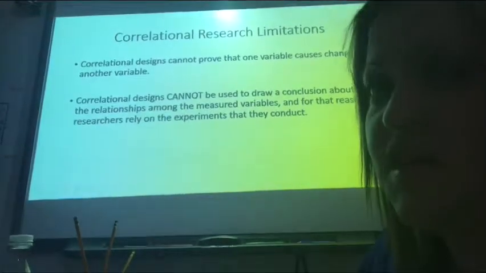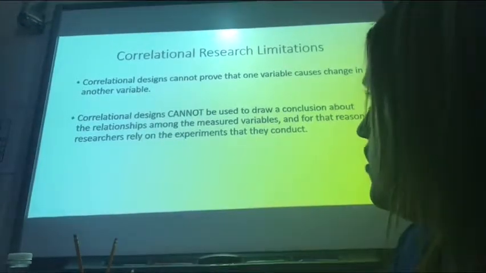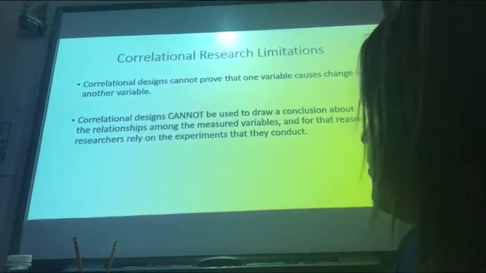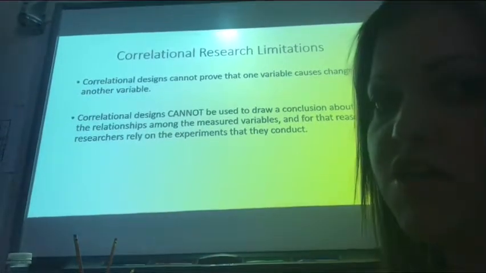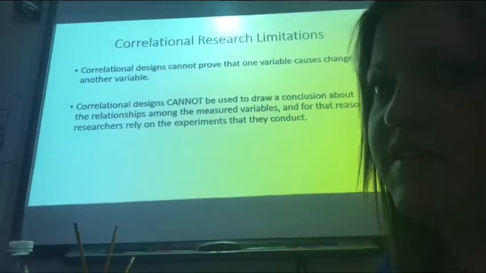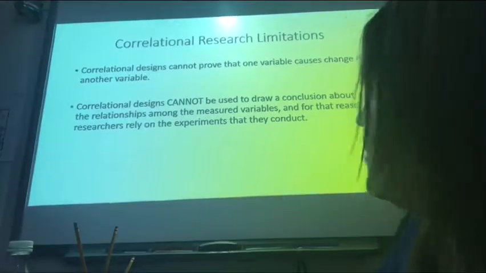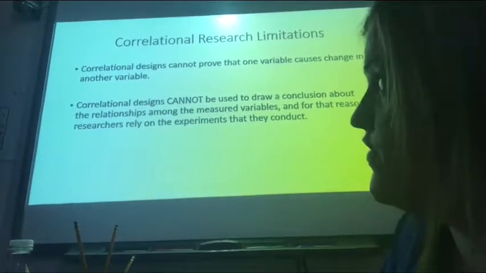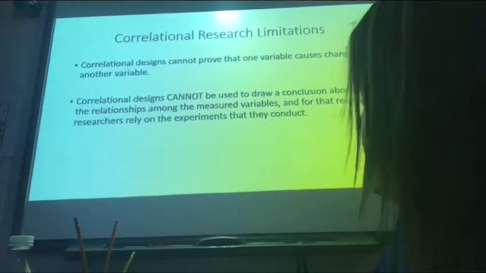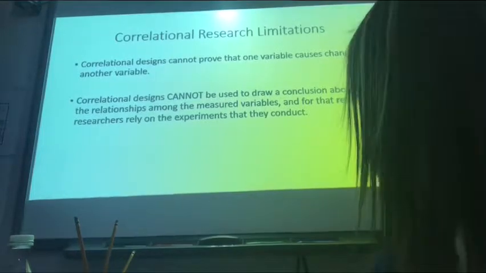There are some limitations, as there are with every type of research study. Correlational research limitations are that they cannot prove that one variable causes change in another variable. You can make a prediction and you can make a guess and you can take surveys and you can do questionnaires and that kind of thing, but you can't prove that it changes another variable. Correlational designs also cannot be used to draw a conclusion about the relationships among the measured variables.